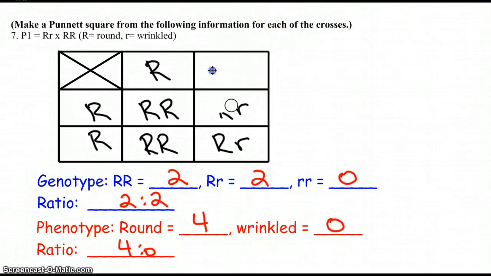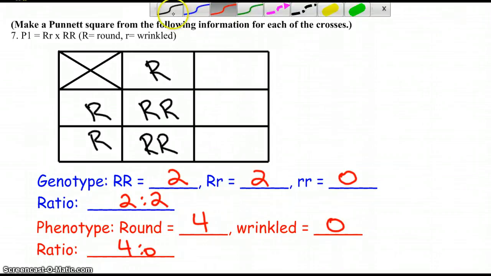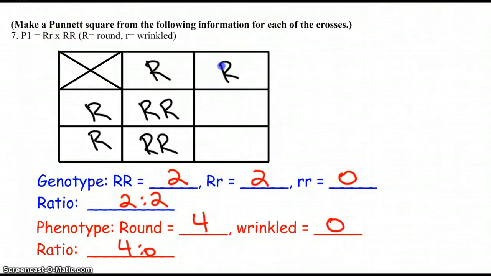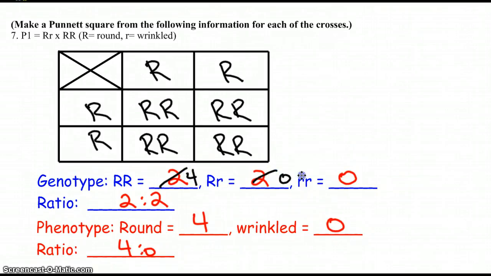Okay, so let me get rid of this. Okay, so let me go back to a color here. So let's say I accidentally put big R, big R. I wrote it down wrong. Okay, so let me go ahead and fill these in. Now, that's not going to change my phenotype. It's still 4-0, but it will change my geno. So big R, I now have 4, not 2. I don't have any big R, little r, and I never had any 2 little r's. So now my ratio is 4 to 0.